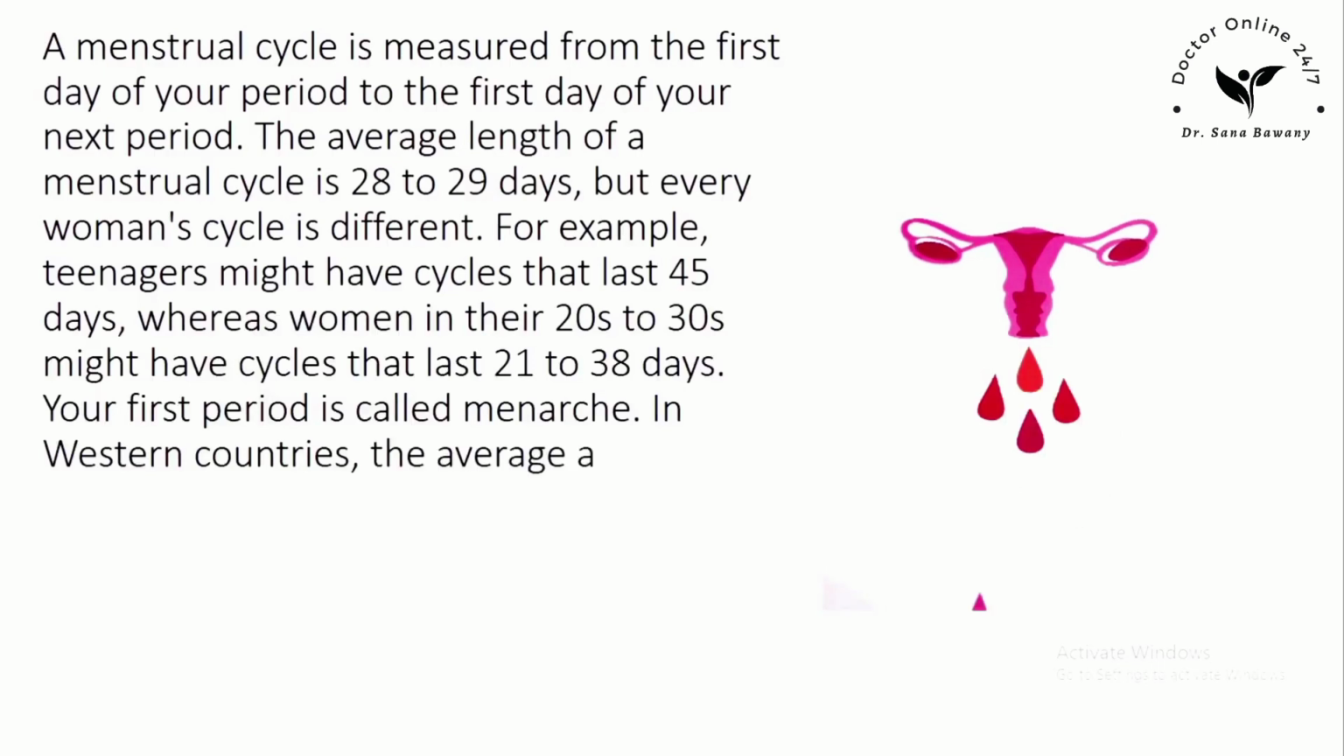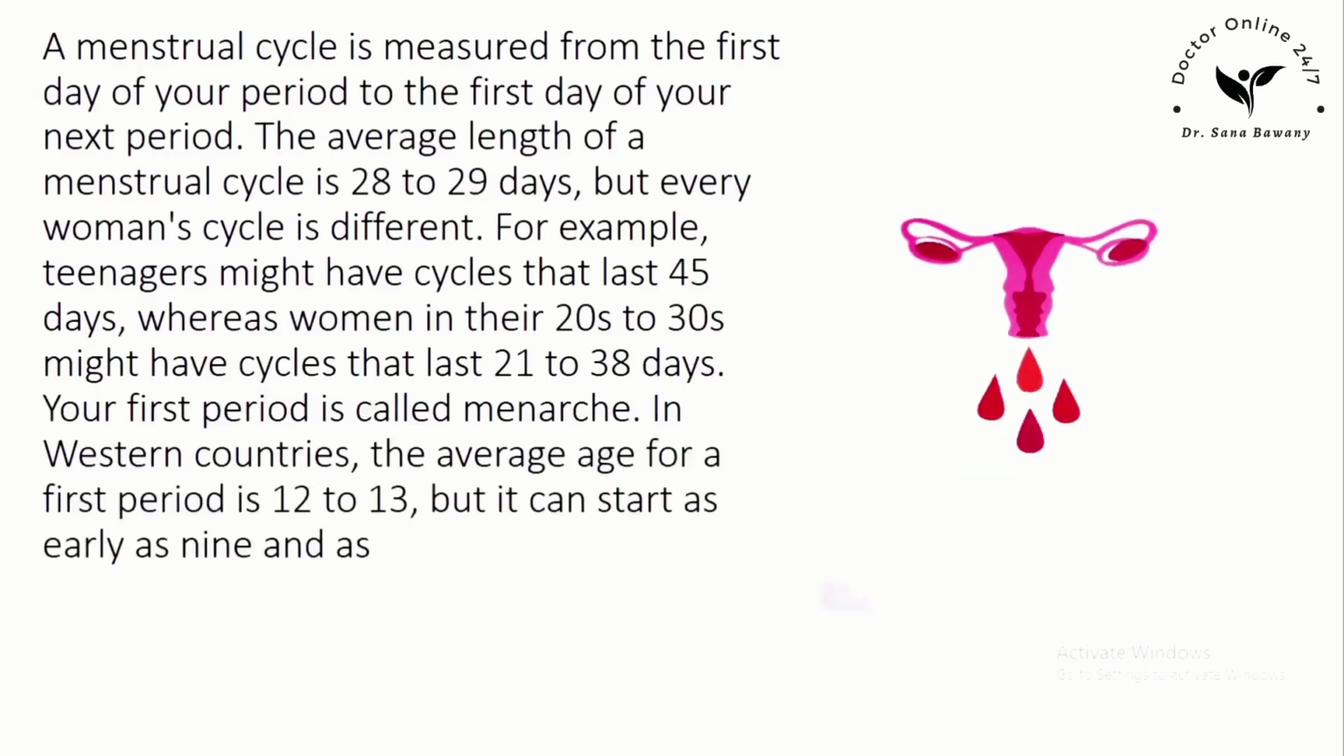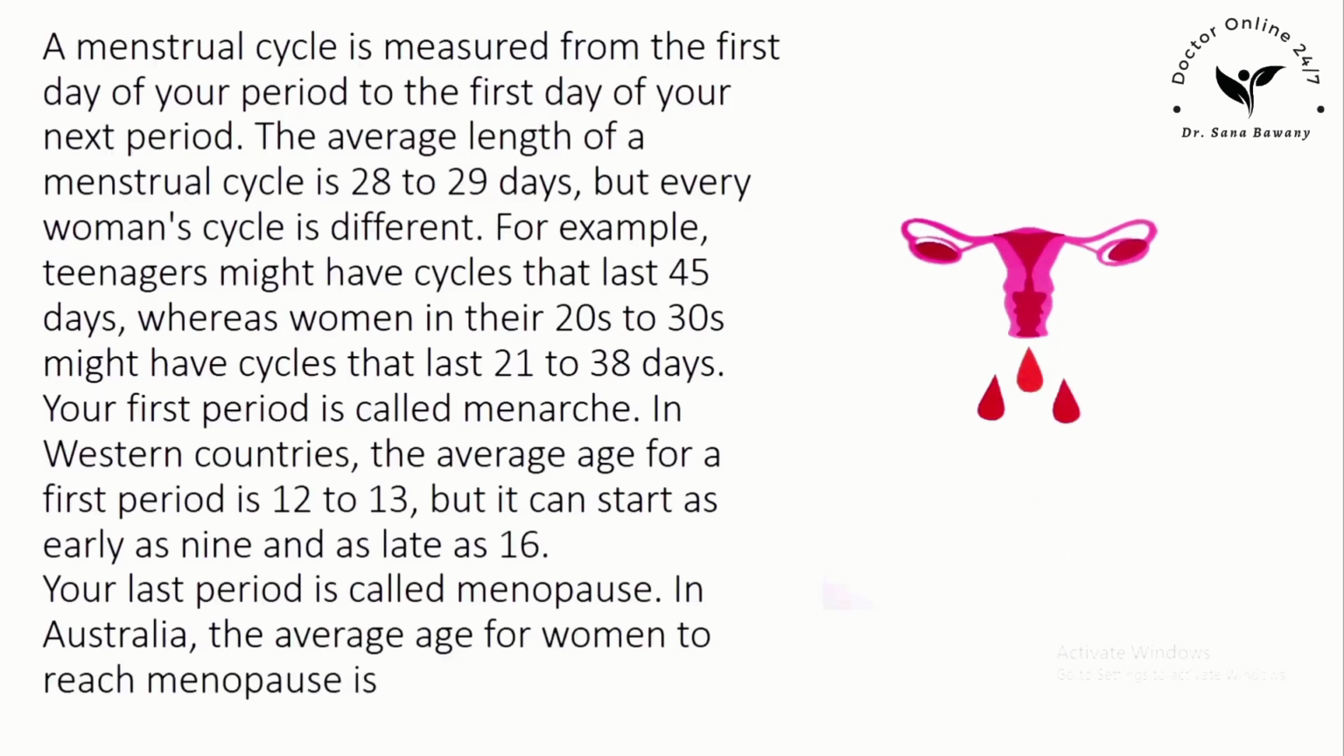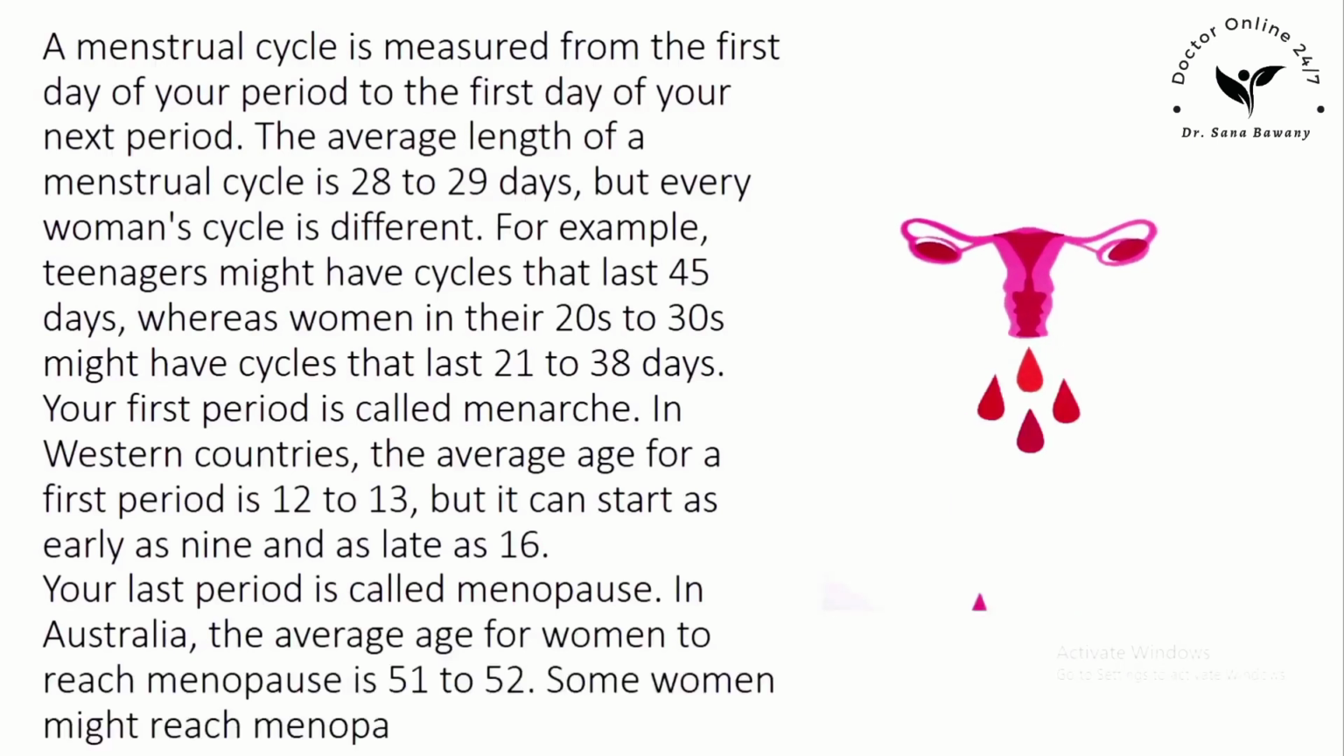Your first period is called menarche. In Western countries, the average age for a first period is 12 to 13, but it can start as early as 9 and as late as 16. Your last period is called menopause. In Australia, the average age for women to reach menopause is 51 to 52. Some women might reach menopause as late as 60.